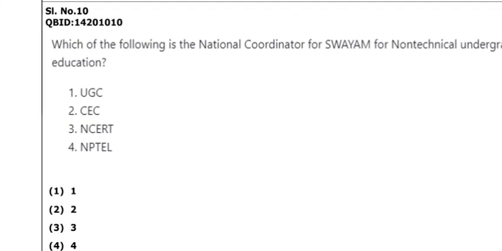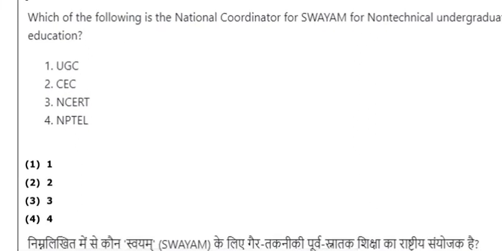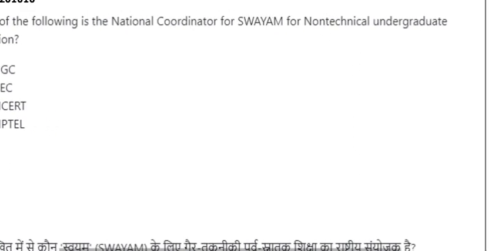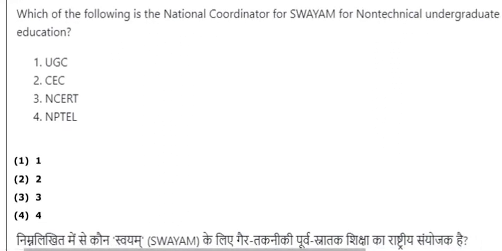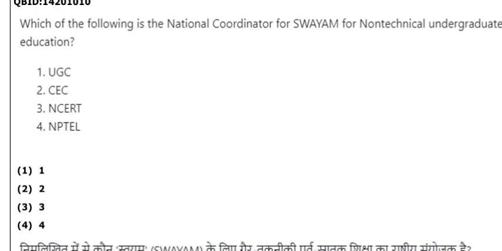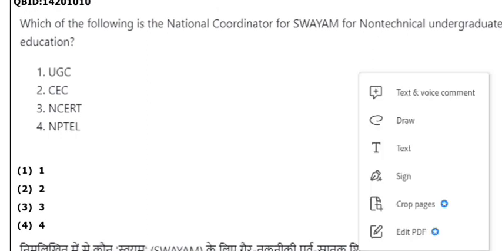Next is which of the following is the national coordinator for Swayam for non-technical undergraduate education? UGC, CEC, NCERT, NPTEL. What will be correct? It will be number B, that means CEC.